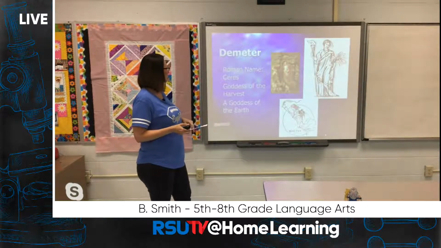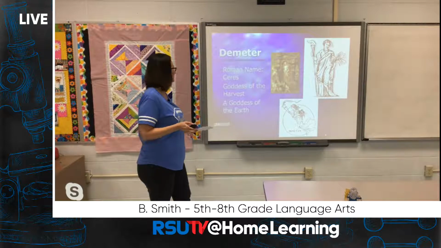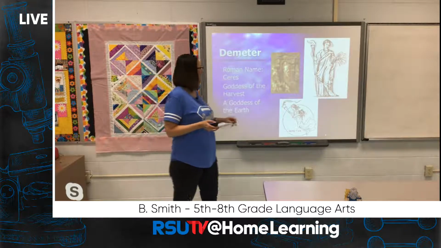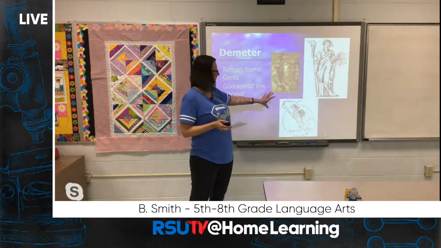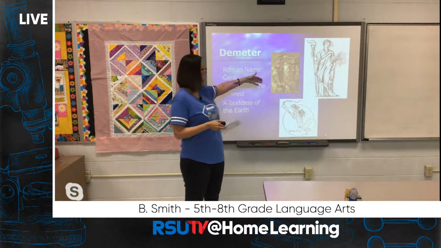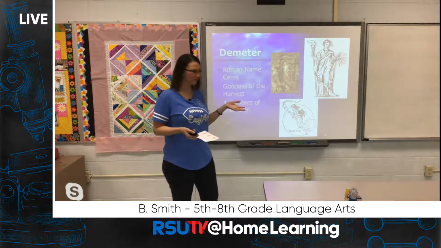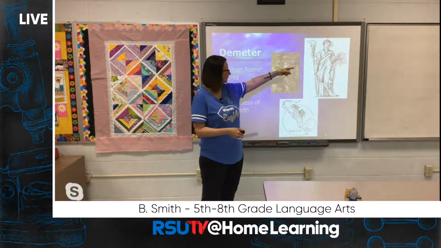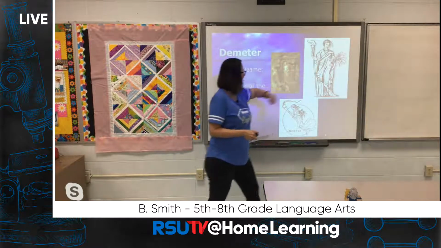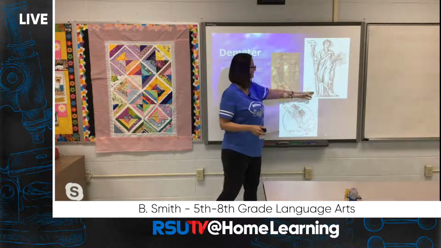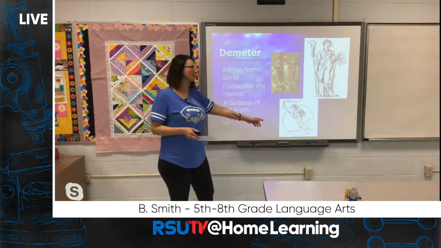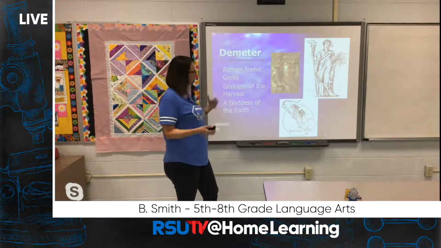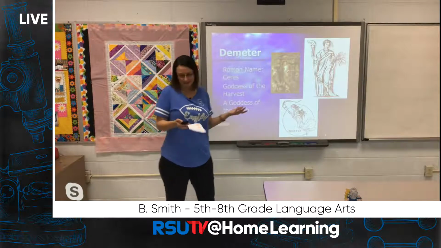Demeter, her Roman name is Ceres, and she's the goddess of harvest. With Ceres, when you find pictures of Demeter or Ceres, you can look them up under both names, but you're always going to see her depicted with a stalk of wheat, which you see here, and then a torch. I'm not sure what the torch signifies, but if she's the goddess of harvest, then the wheat makes sense.